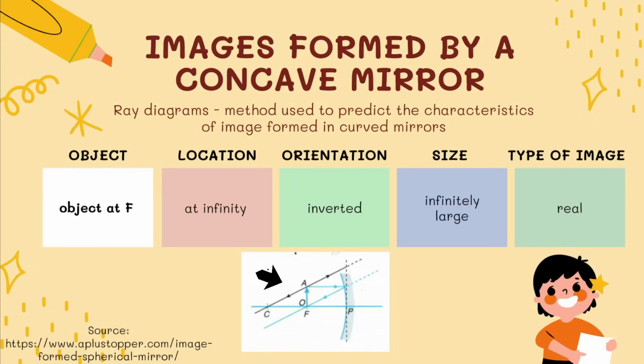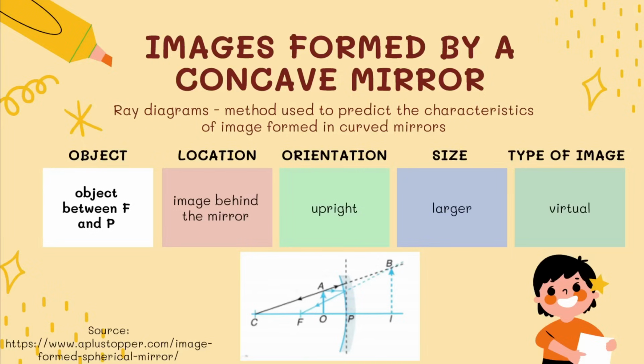Now, if you place your object at F, your image will be formed at infinity, inverted, infinitely large, sobrang laki, and real. Okay? So, ito medyo tricky itong characteristics ng image na to kasi sa ibang sources, ang nilalagay nila no image formed. Kasi nga naman, mahirap naman hanapin yung image na nasa infinity. When we say infinity, napakalayo, hindi natin alam kung saan eksakto, basta sobrang layo niya. So, sa ibang mga sources, ang nilalagay nila no image formed.